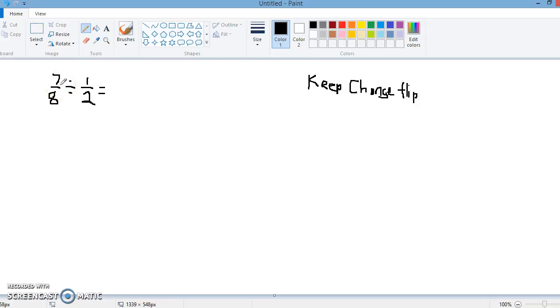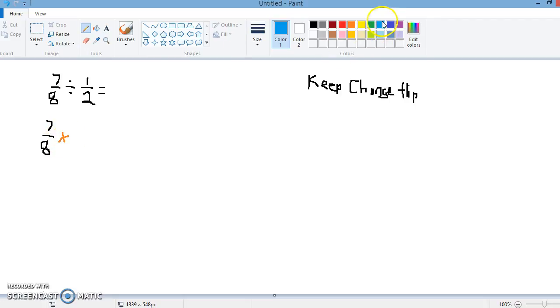So we're going to start by keeping. We're going to keep the first fraction we have in our equation, 7/8. Now we have to change. What are we going to change? Well, we will change the operation, division, to multiplication. That's all we do. That's what it means by change. So change from division to multiplication. This is an X, by the way.